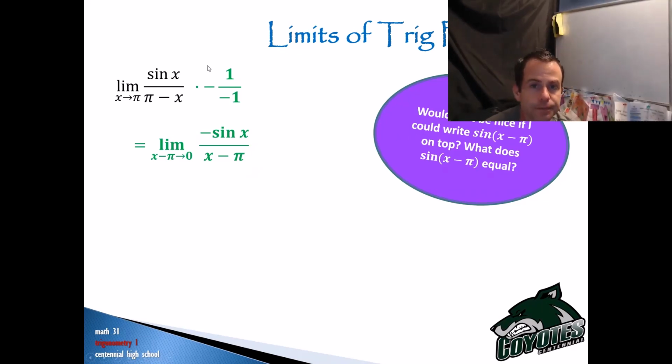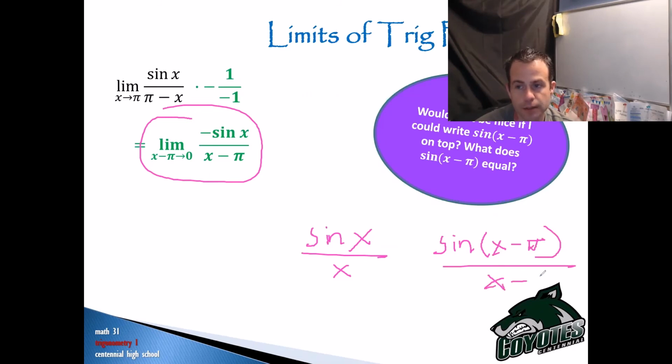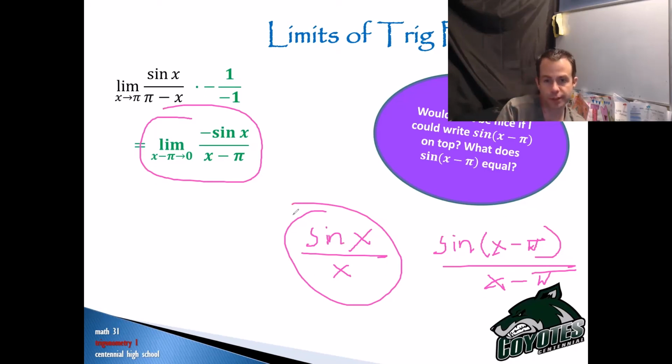Wouldn't it be nice? Think about this for a sec, okay? Just a little sidebar here. You know that sine of x over x, the limit of that as x approaches 0 is 1. So if I now have rewritten this guy as x minus pi approaches 0, and I've got x minus pi on the bottom, then wouldn't it be fantastic if I could write sine of x minus pi over x minus pi? Isn't that essentially in the same format as this? So the limit of that as x minus pi approaches 0 would be 1.